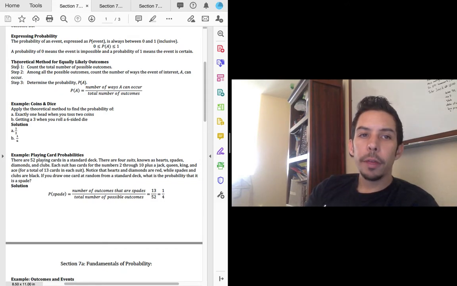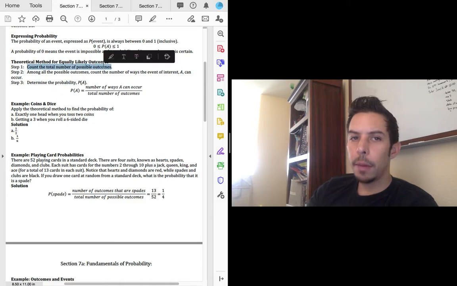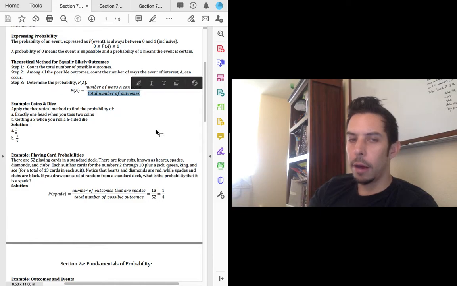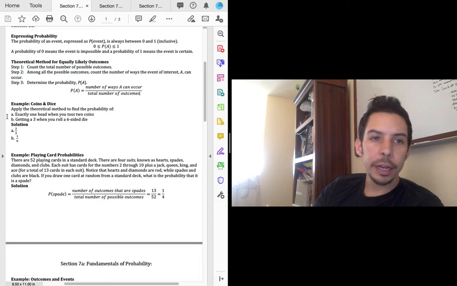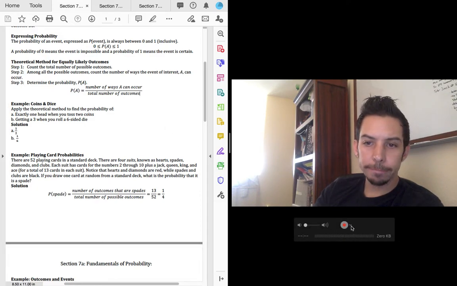So in step 1 for the theoretical method for counting the likely outcomes, the first thing we want to do is count the number of possible outcomes. That's going to represent the denominator in our probability. And then among all those possible outcomes, we're going to count the number of ways that an event can happen, whatever that event is that we're interested in. That's going to be the numerator. The probability is the fraction that's represented by those two values. I'll give you an example here using coins and dice.